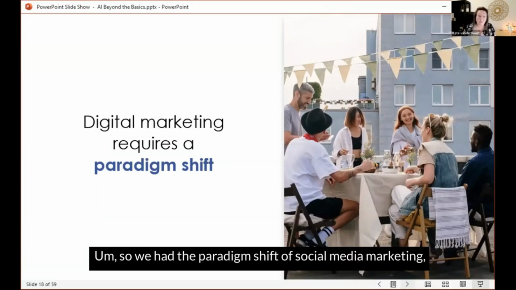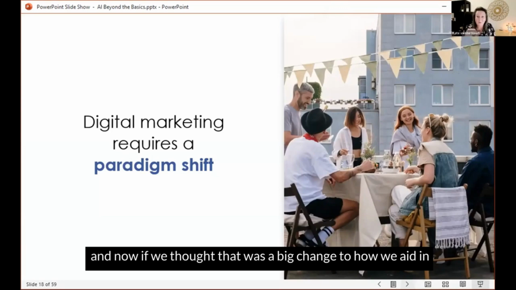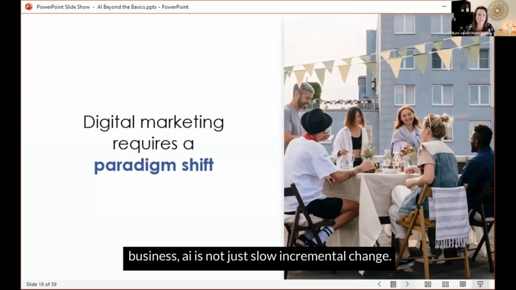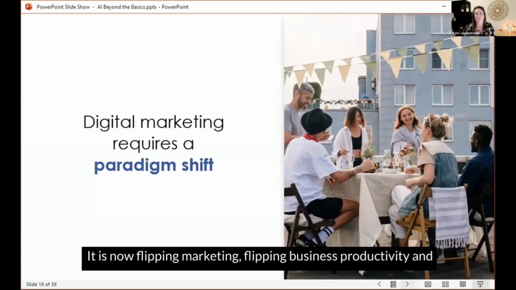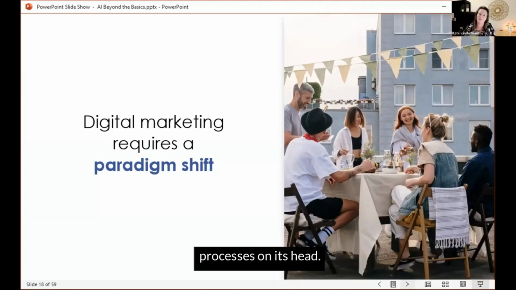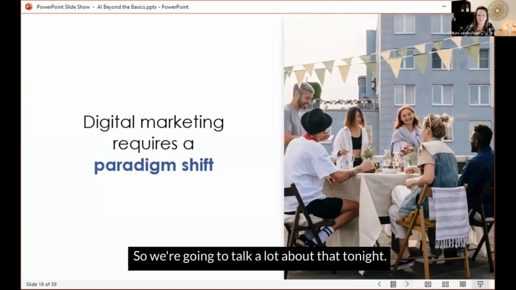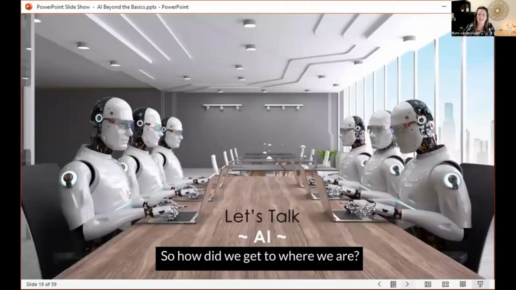So we had the paradigm shift of social media marketing. And now, if we thought that was a big change to how we communicate in business, AI is not just slow incremental change. It is now flipping marketing, flipping business productivity and processes on its head. So we're going to talk a lot about that tonight.